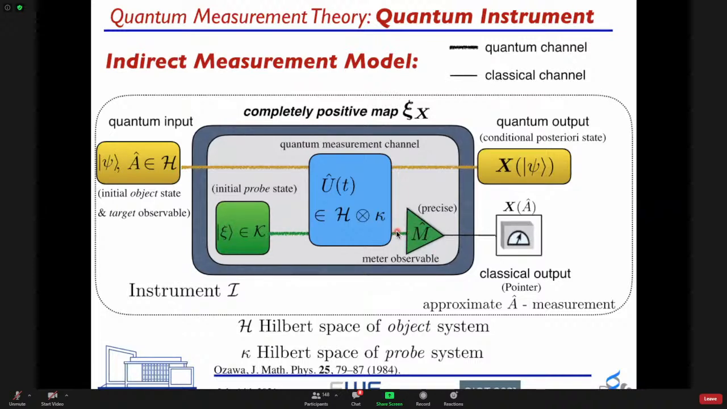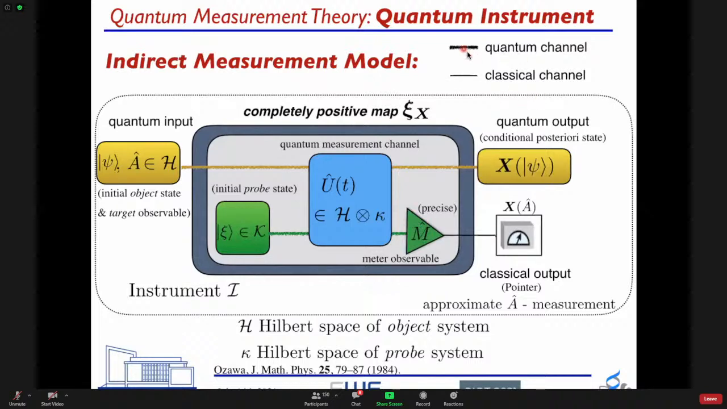At the very heart of our quantum instrument, there's a unitary evolution which acts on the composite Hilbert space of both object system and probe system, and introduces a coupling. The idea is to transfer the value of our observable A to the meter observable of the probe system. And then we do a precise measurement of our meter observable. The moment you do a so-called precise measurement with detection, there is no more quantum system. You have the collapse of the wave function, and all quantum information is gone.